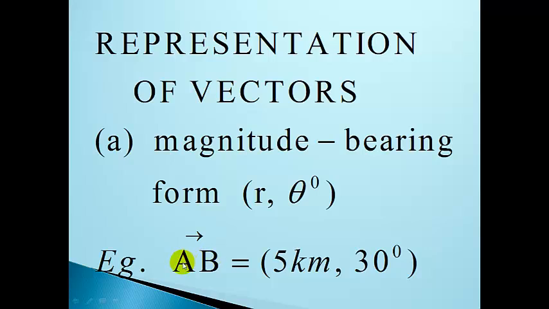Now considering the example, vector AB is equal to 5 kilometers 30 degrees. When you consider this representation, you can see that we are given the magnitude, that is the distance from A to B, to be 5 kilometers, and we are given the bearing or the direction, that is 30 degrees. So that is the magnitude bearing form. We have the magnitude and the bearing or the direction.